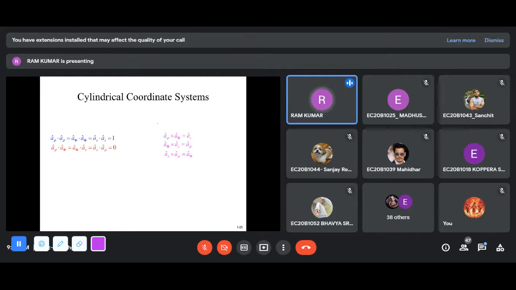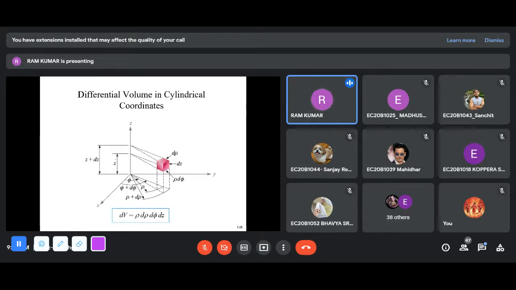Similarly, ax cross ay, and so on, now in the cylindrical coordinate system: rho cross phi is z, phi cross z is rho, z cross rho is phi. Similarly, the dot product won't change. The dot product of the same unit vector is 1, of different unit vectors is 0, whichever the coordinates may be.